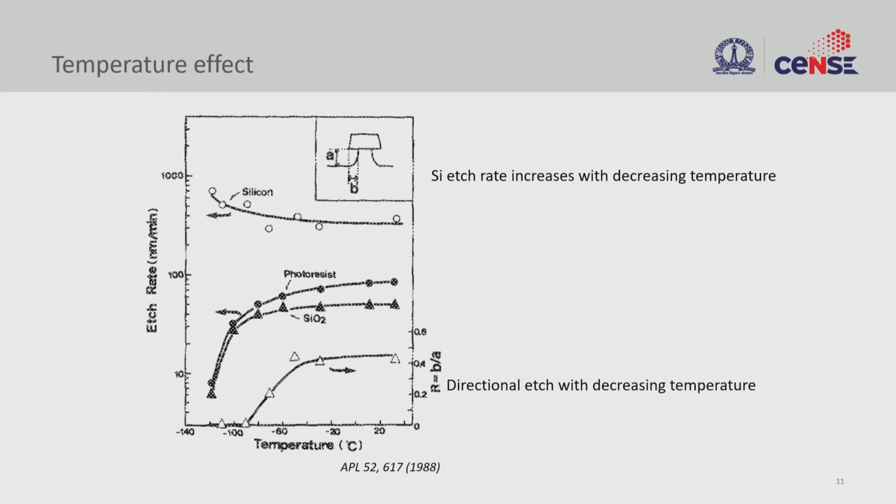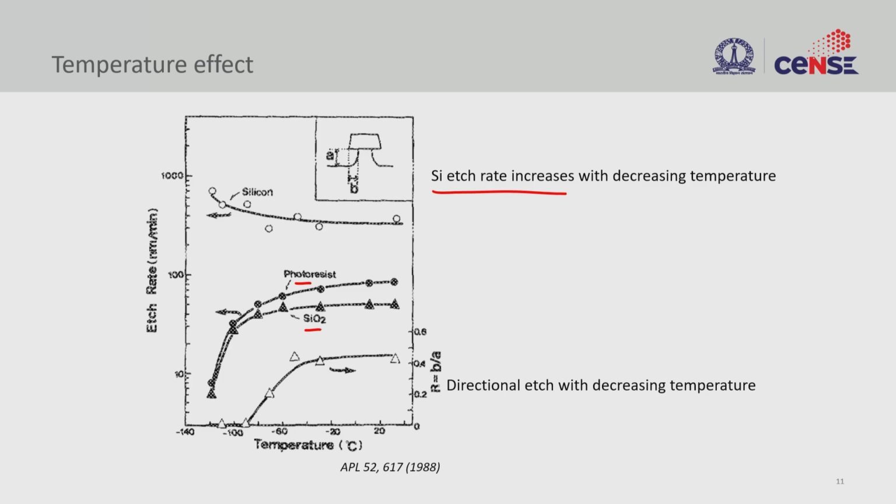So it is not just the chemistry and ions that are dictating the etch. It's also the surface temperature. The surface temperature of the wafer also determines the etch rate and directionality. In this experiment, what was observed is that when you reduce the temperature, the silicon etch rate increases, while silicon dioxide and photoresist etch rate goes down. So one can use this as a way to improve selectivity between photoresist and the material that you are etching, or also increase your etch rate at lower temperatures.